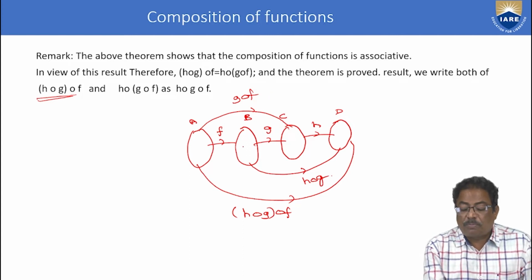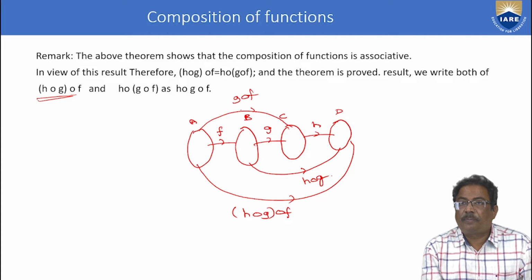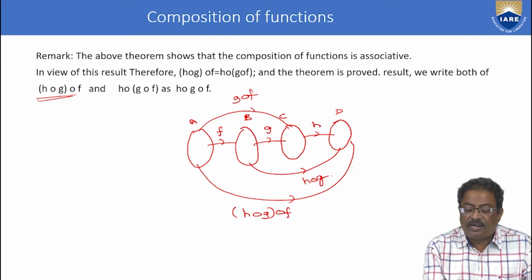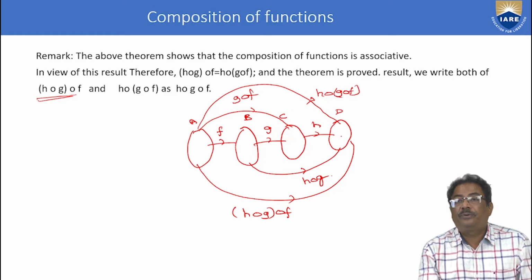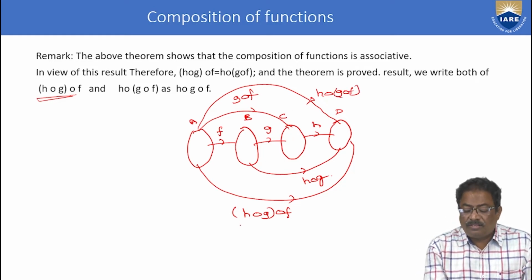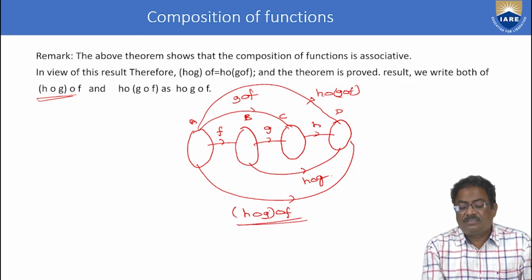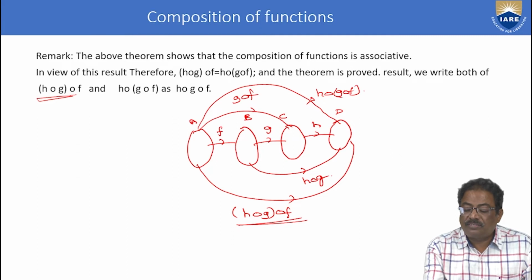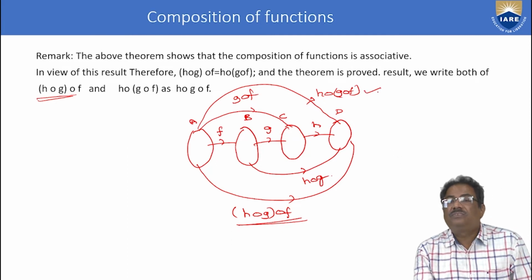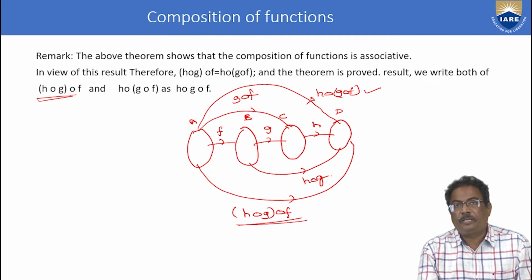These two, the composition of f and g, we are representing g of f, which is from A to C, and h of g of f, which is from A to D. So either we have to consider this is from set A to D, or else consider this is another function which is also defined from A to D.